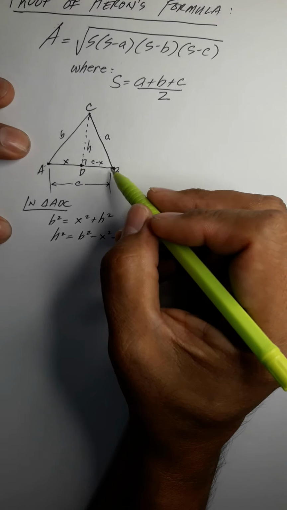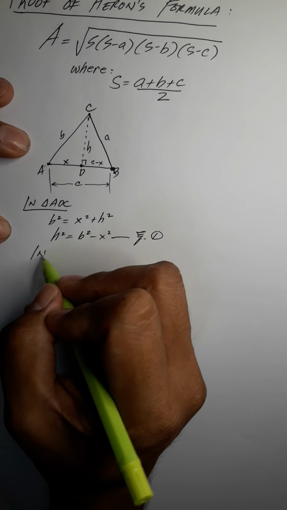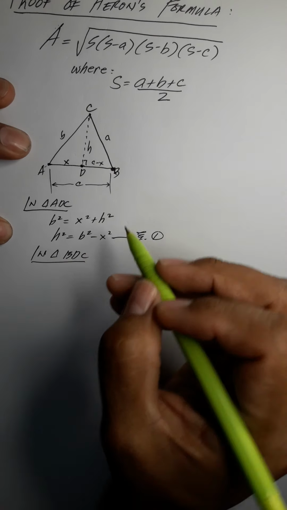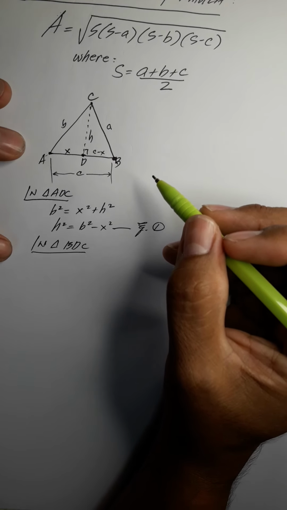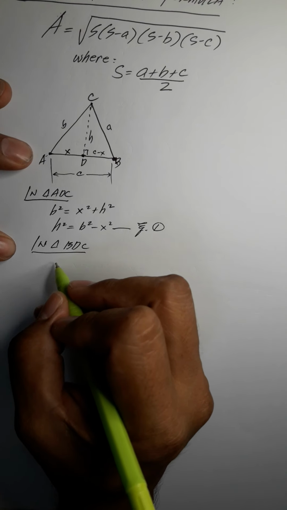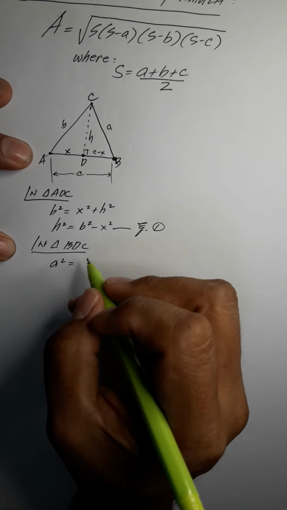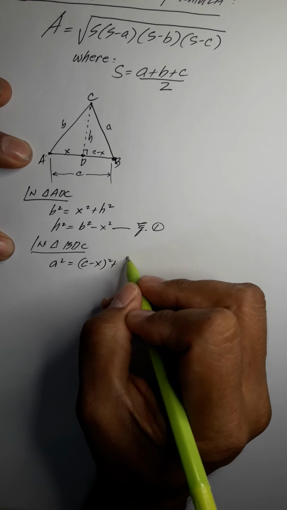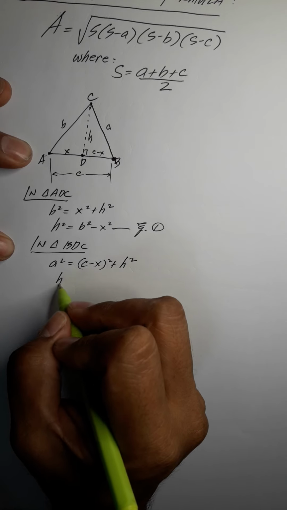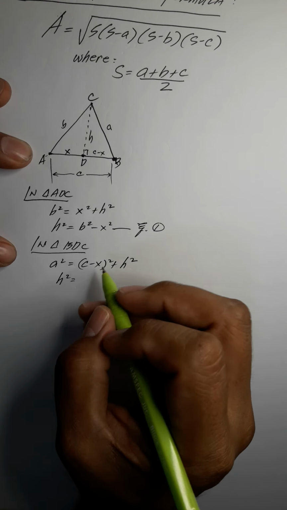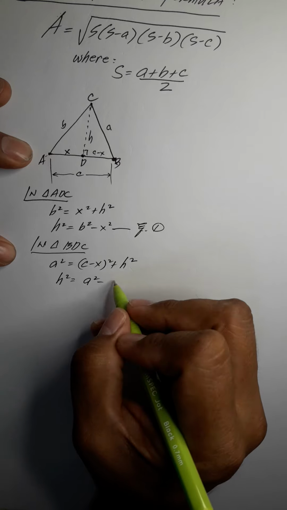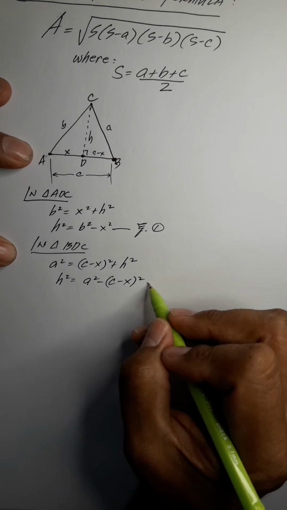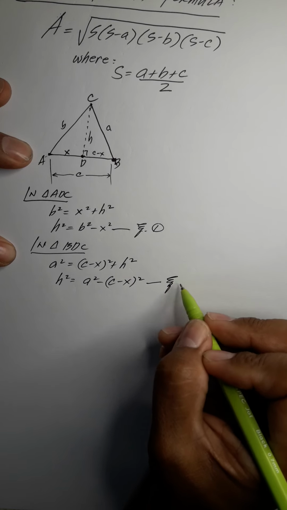Now in triangle BDC, using the Pythagorean theorem again, we have a squared is equal to (c minus x) squared plus h squared. So computing for h squared, we have a squared minus (c minus x) squared. This will be our equation 2.